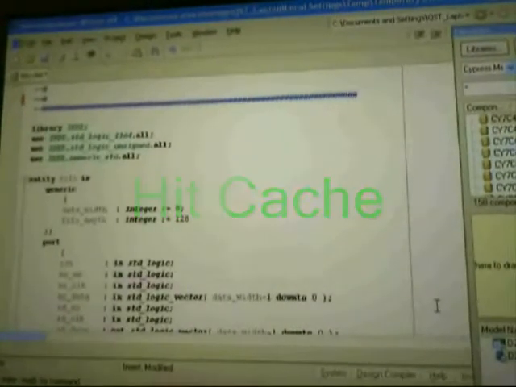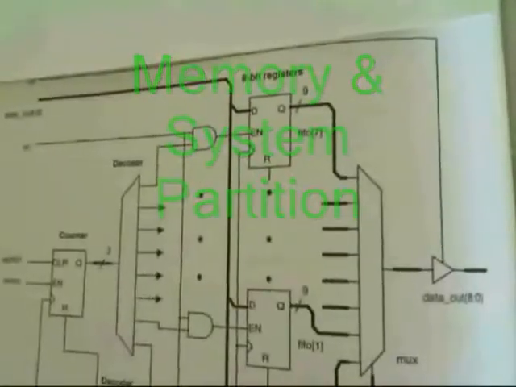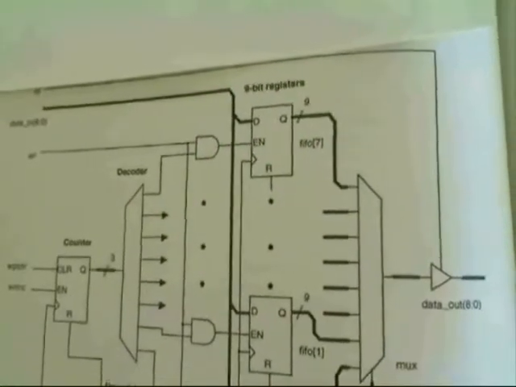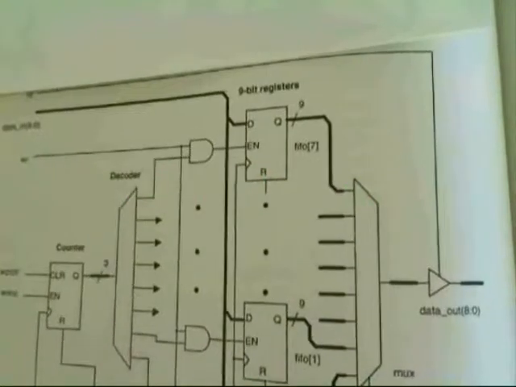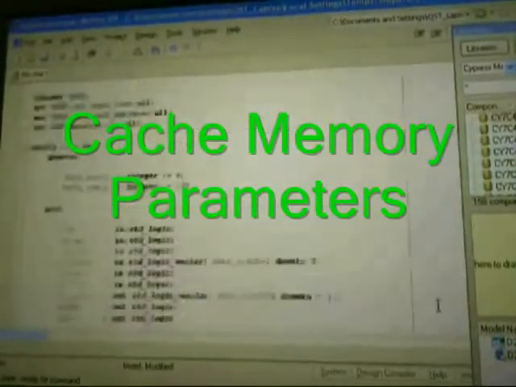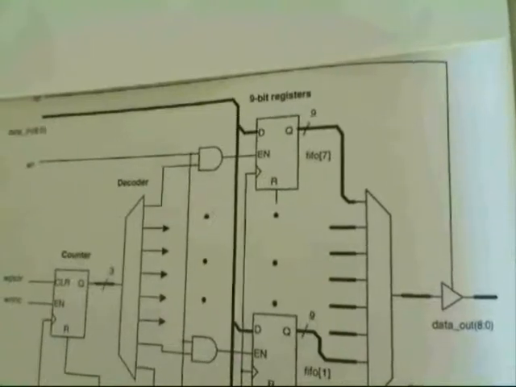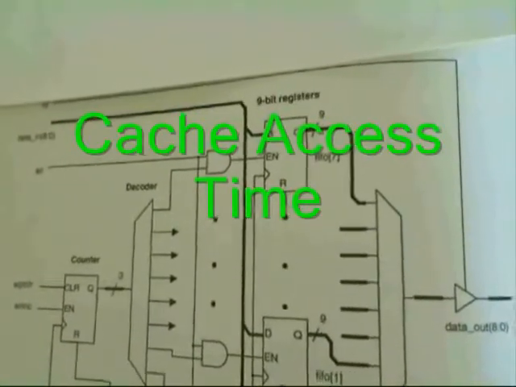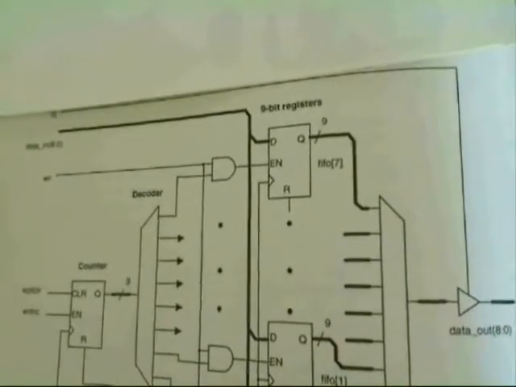Cache represents the level of memory hierarchy between the CPU and main memory. In general terms, a well-defined cache will have the following parameters: the block or line size, the hit time, the miss penalty, access time, transfer time, miss rate, and cache size.